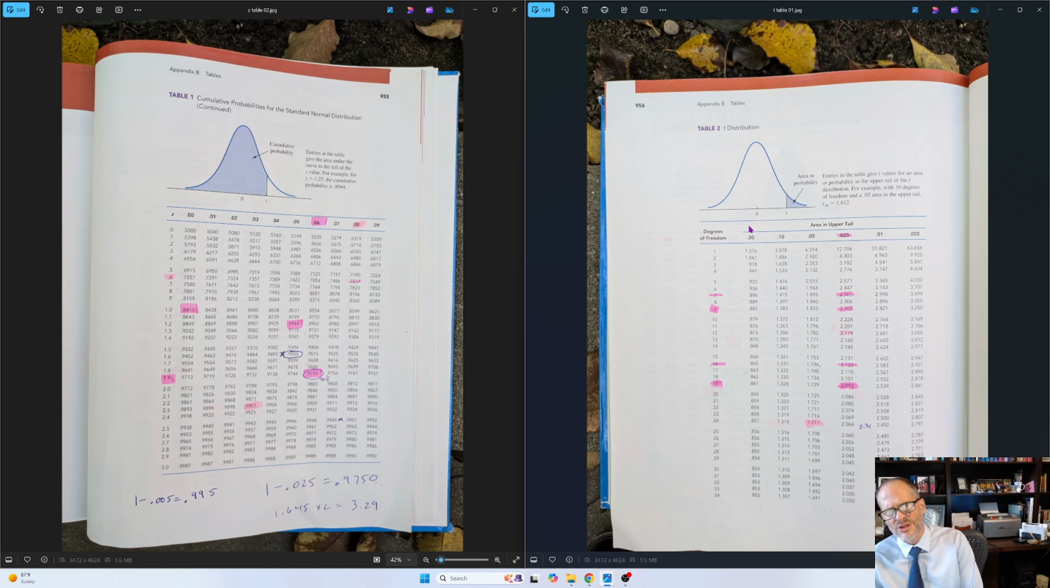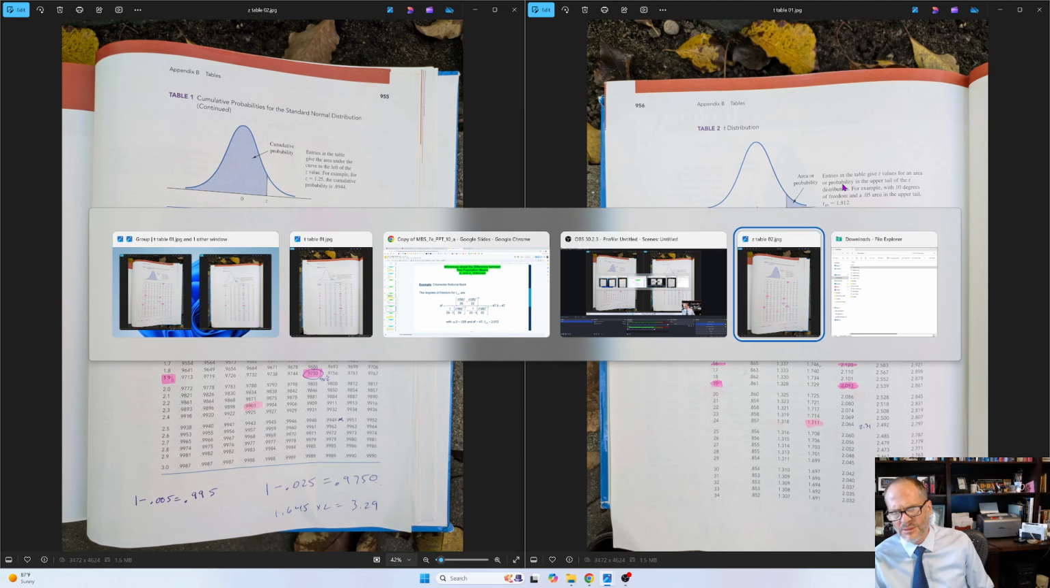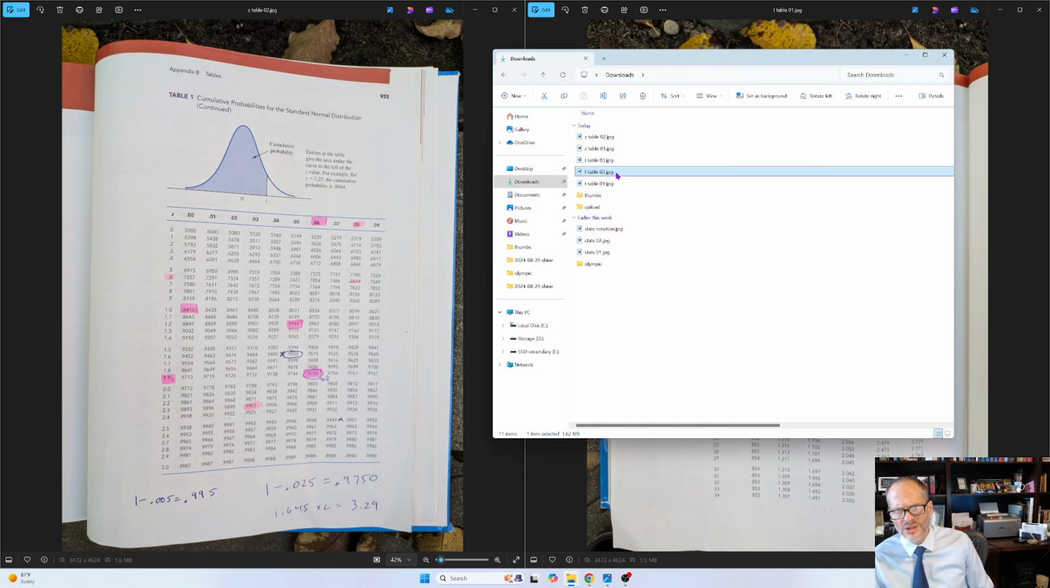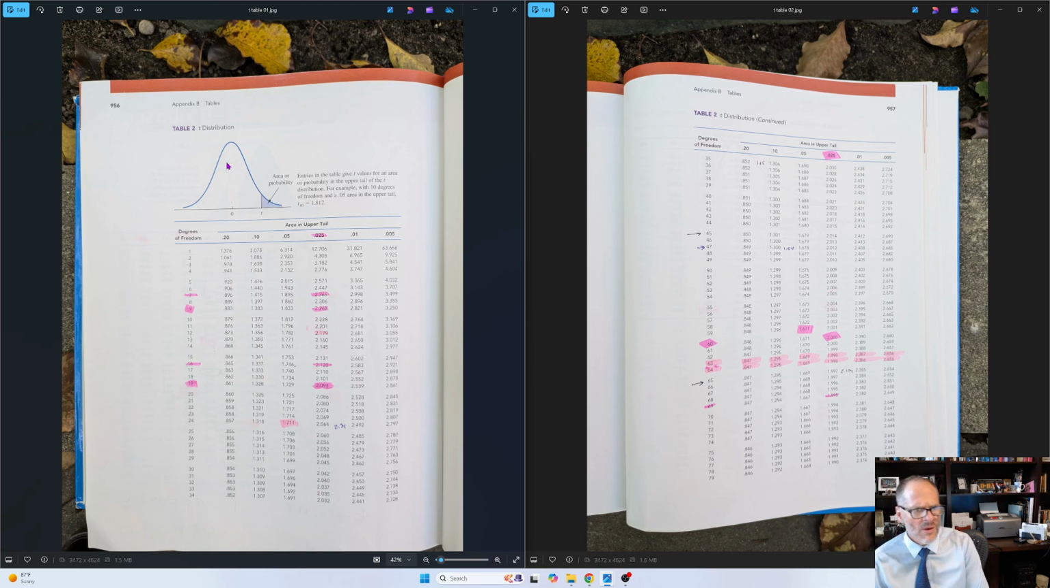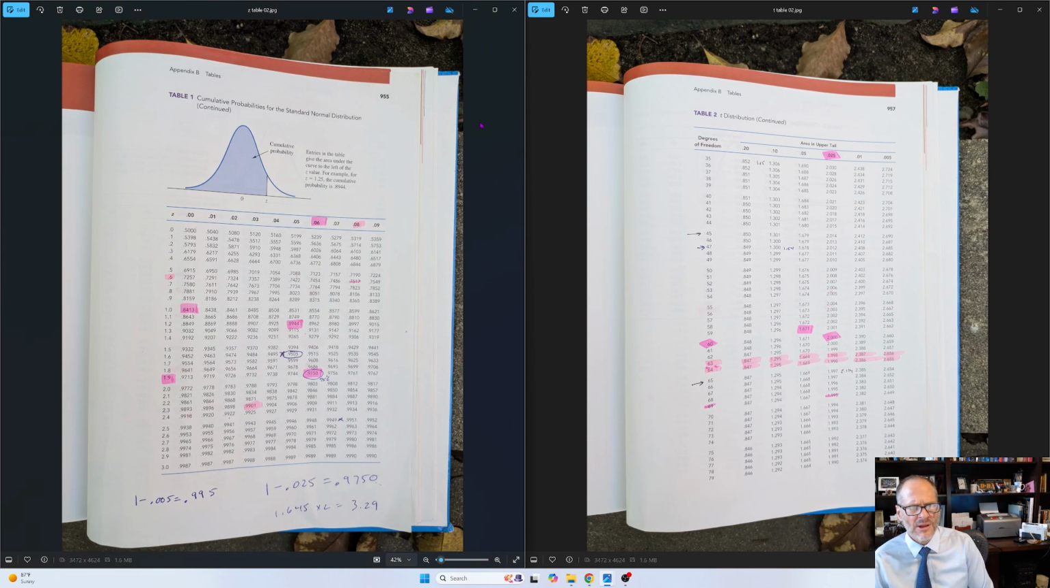So here, the t-distribution is different than cumulative probabilities for the standard normal distribution, which I think of as the z-table, and I think of this as the t-table. So two different tables, similar but different, right? Degrees of freedom are over on the left, and area in the upper tail is over on the right. So if I go and open up the next t-table image, T2, and bring that over to the right, and we'll keep that one on the left so we can compare it. There we go. So here's the z. You can see z right there, and here's t.